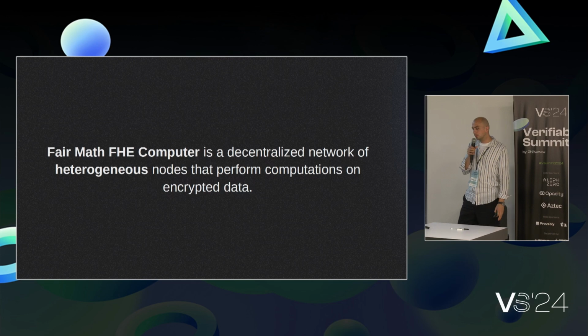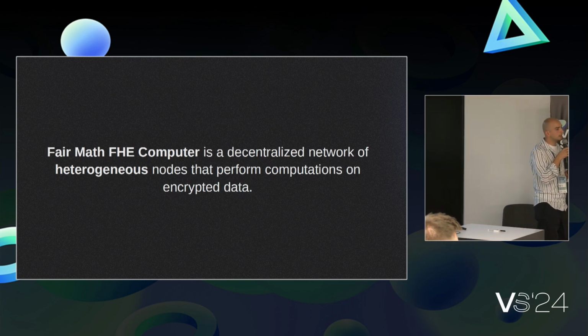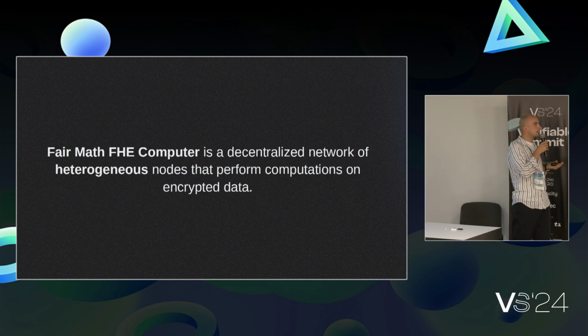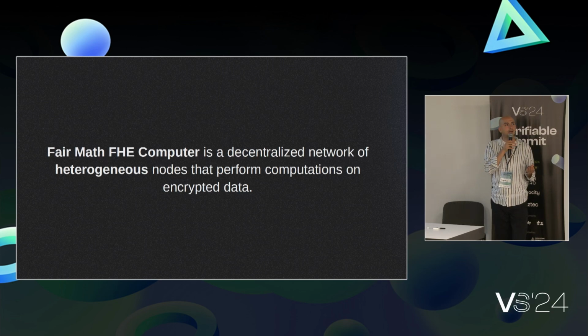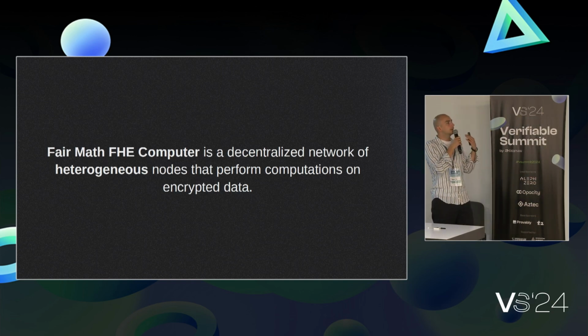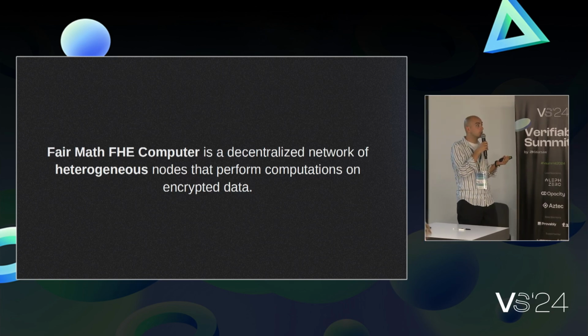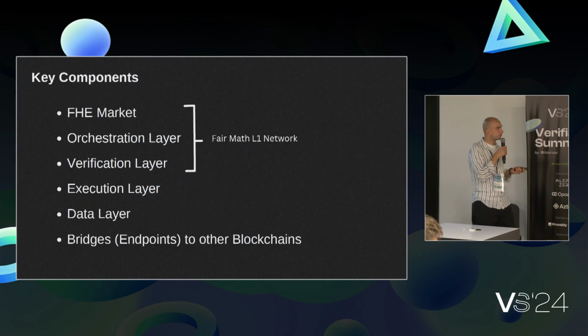This is about the ecosystem around our computer, and the core of this system is the FHE computer. This is basically a decentralized network of heterogeneous computation nodes. We call them fermosectors. Each node can provide different resources and different opportunities to execute different components, and components are just the basic unit in our ecosystem.